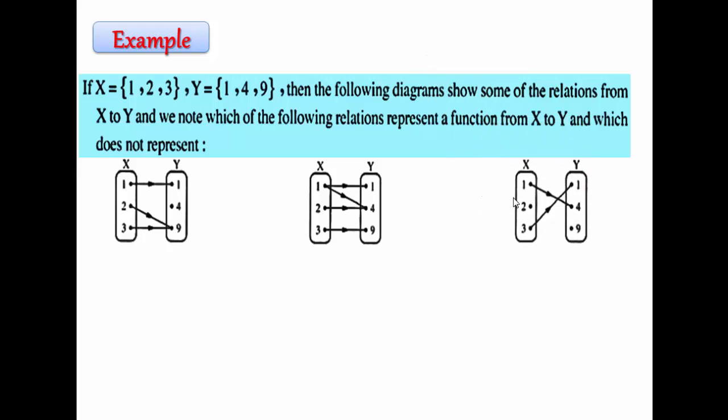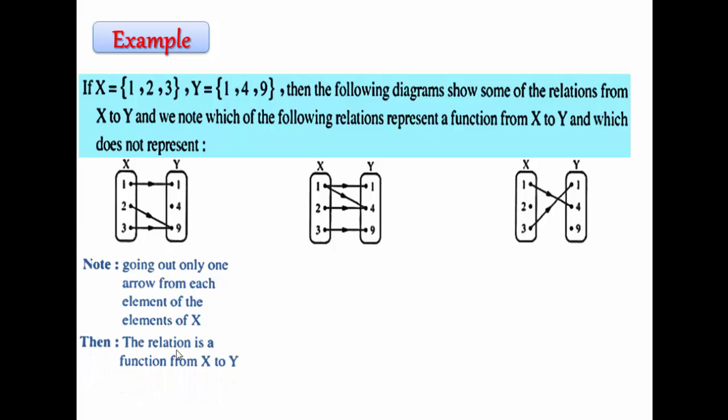And the last one: 1 joins to 4, and 3 joins to 1, and 2 doesn't have any arrow to the y column. I think also here it's not a function. Notice that in the first example there is only one arrow going out from each element of x, then the relation is a function from x to y.